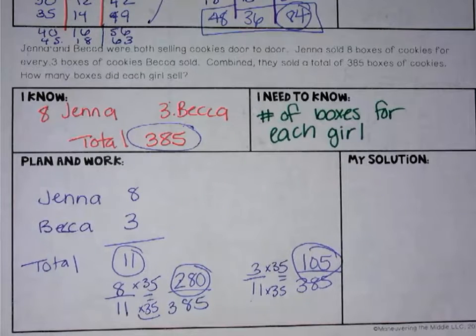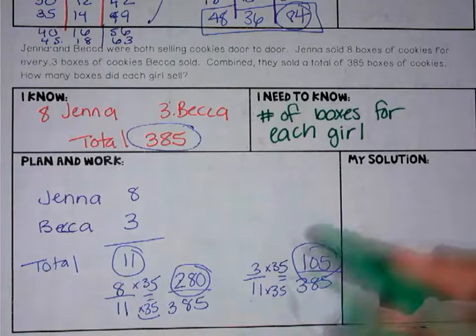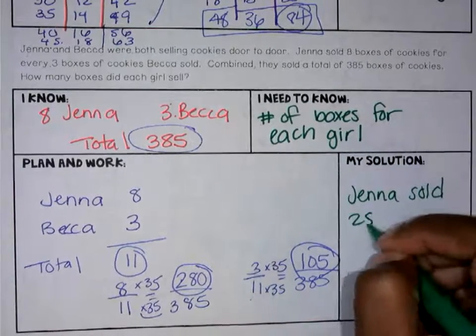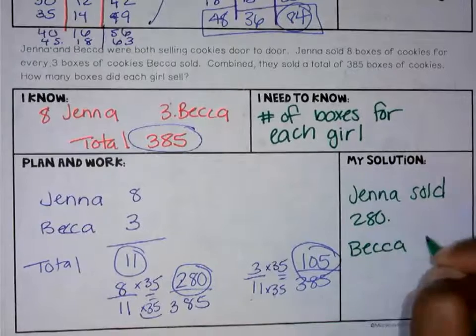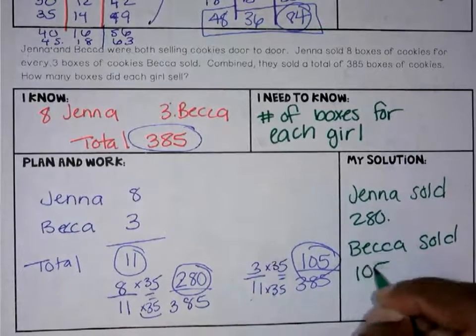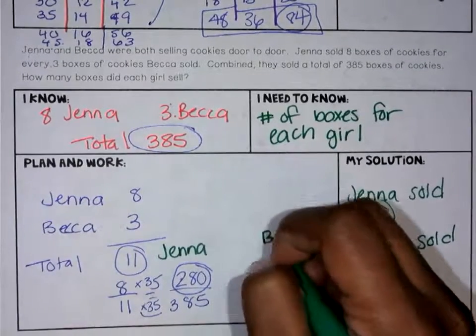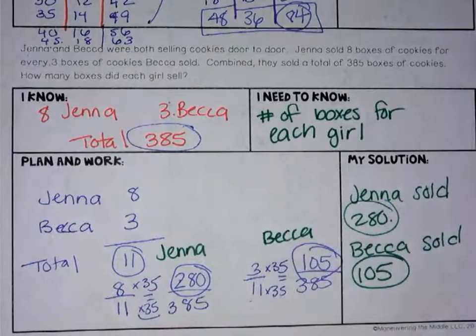All right. So your solution would be that Jenna sold 280. Becca sold 105. And those are the two. This is Jenna right here, and this is Becca. This is just setting up a ratio. Ratios are the same as fractions. You're usually given the ratio and a total. So now you just work backwards, figuring out how many times this number goes into this one.